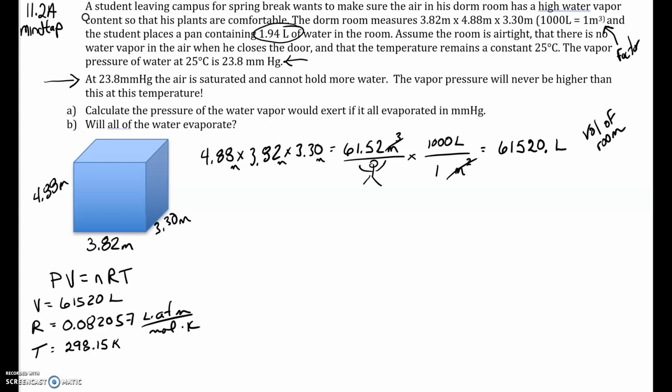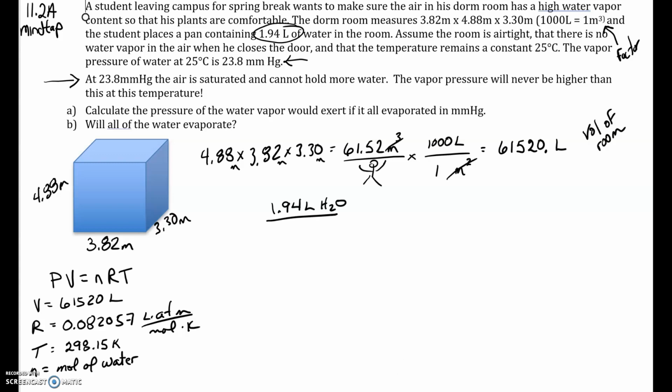Remember, we were saying if we assume that all of the water evaporates, what pressure will it have? So that is the moles of the water that we put in the room. That's where we're going to use that 1.94 liters. We have to convert that to moles and put that as N in our PV equals nRT. What we need to use here is the density of water to get our liters into a mass, which we can then use the molar mass to get the number of moles.